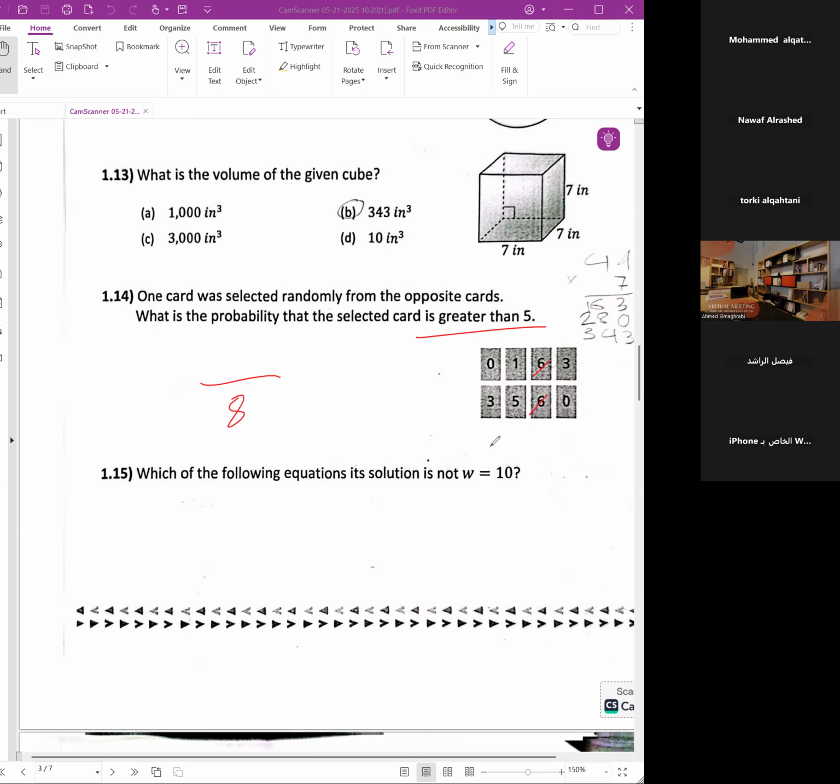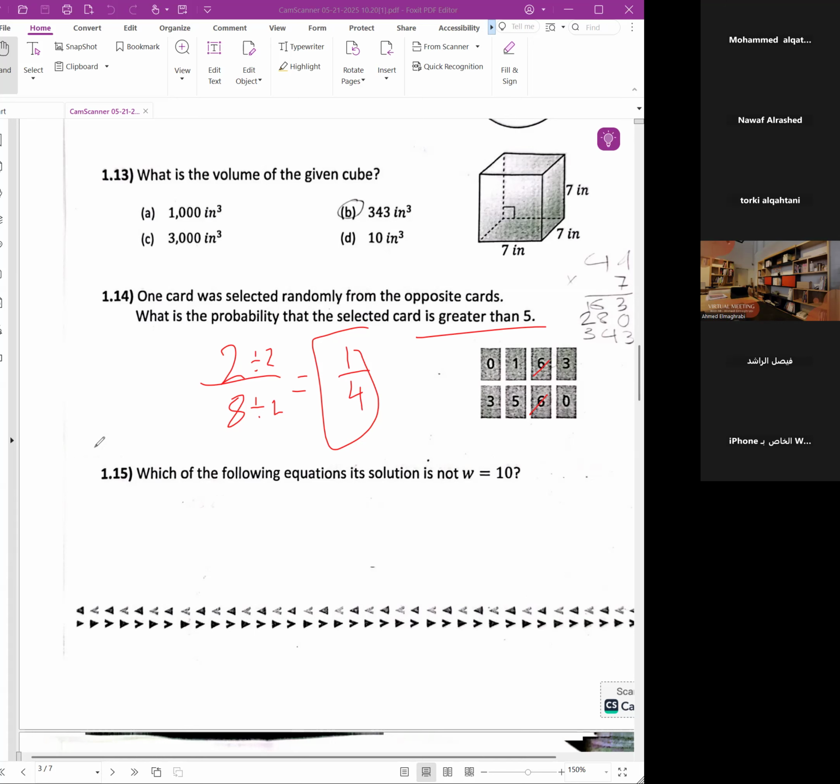Excellent. So what is the probability that the selected card is greater than 5? Out of 8 we have two cards greater than 5. It will be 2 over 8, which is 1 over 4 in the simplest form, if you divide up and down by 2. So again, how many cards greater than 5? Not less than. Greater than. Sultan Harbi, excellent. Two cards greater than 5.